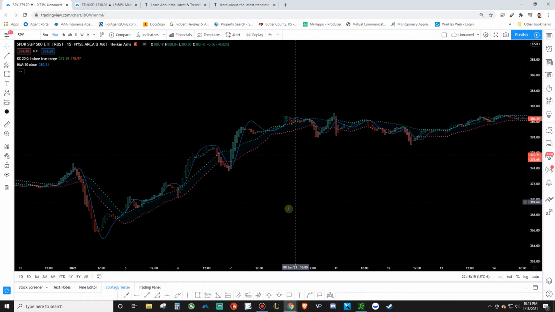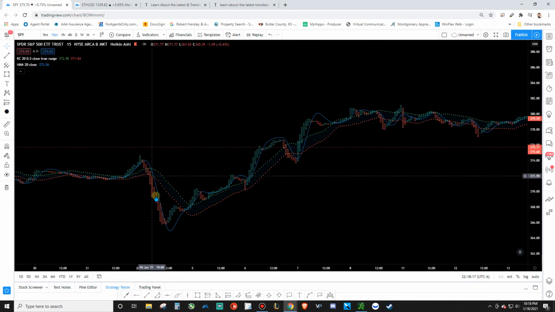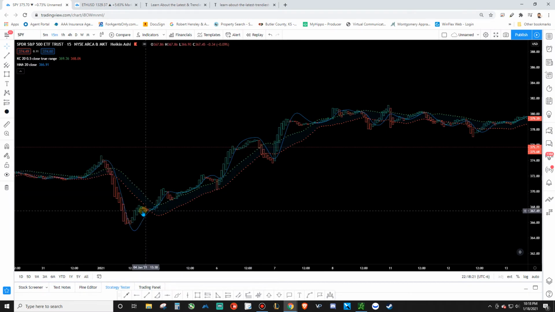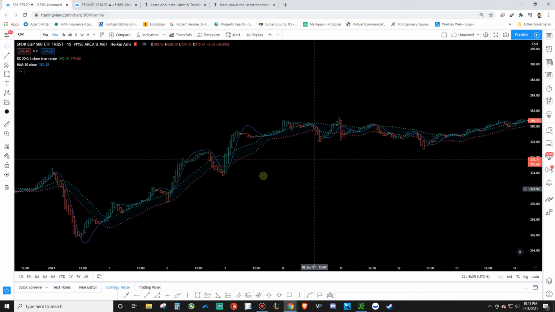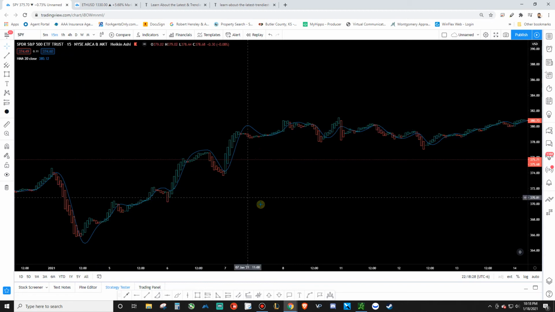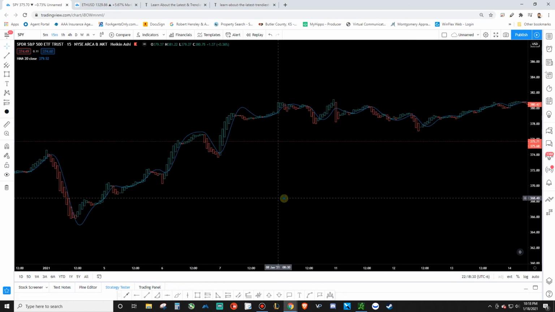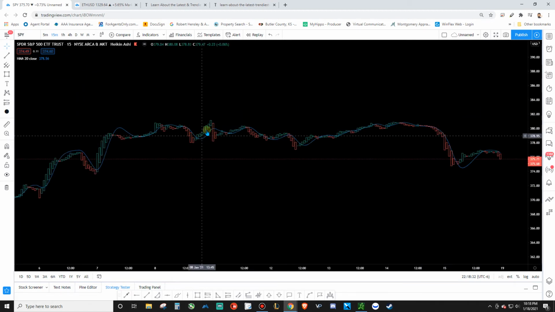Because I'm just looking at this here. You really just trade this whole moving average, and every time it breaks, you just go the direction that it's taking you. You don't even need these Keltner channels. I don't even know why you would mess with those. Look how clear and simple that is. You had a trade here.